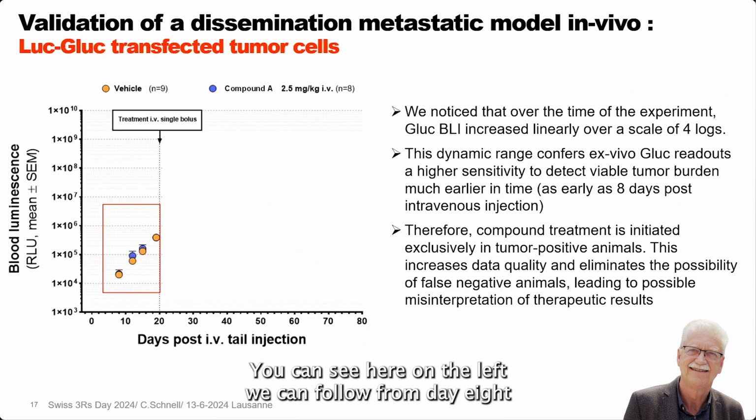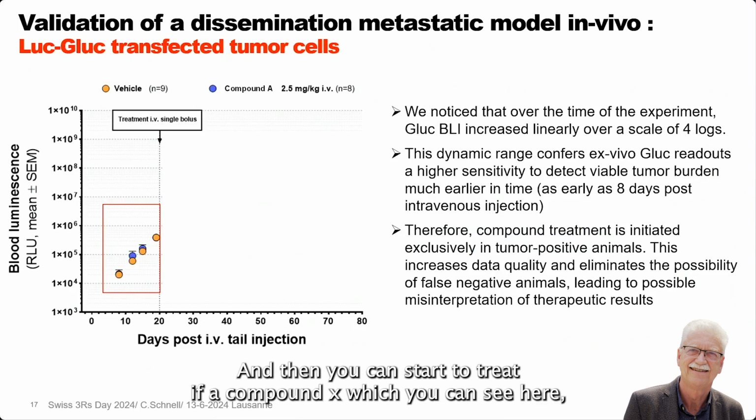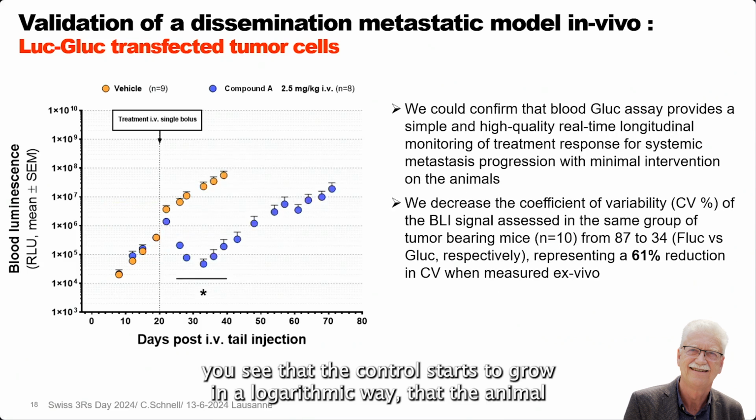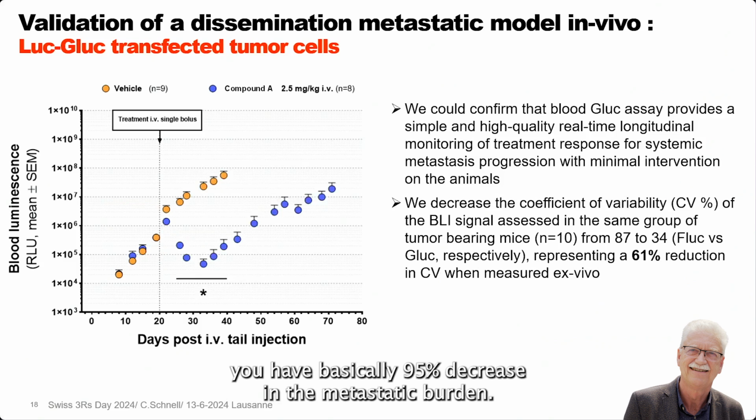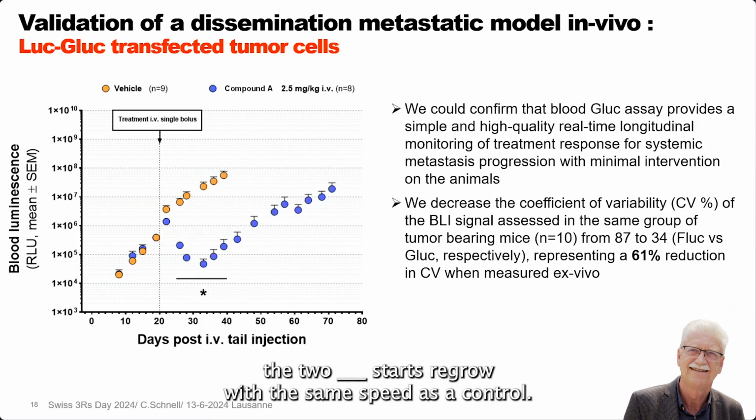You can see here on the left, we can follow from day 8 to day 14 the normal baseline exponential growth, and then we can start to treat with a compound X, which you can see here. The control starts to grow in a logarithmic way, but in the treated animals we have basically a 95% decrease in the metastatic burden. And then after a while, obviously because it's only a single dose, the metastasis starts to regrow with the same speed as the control.